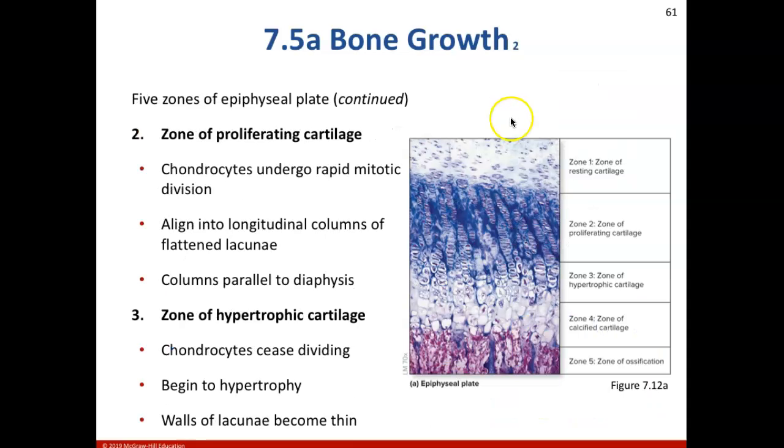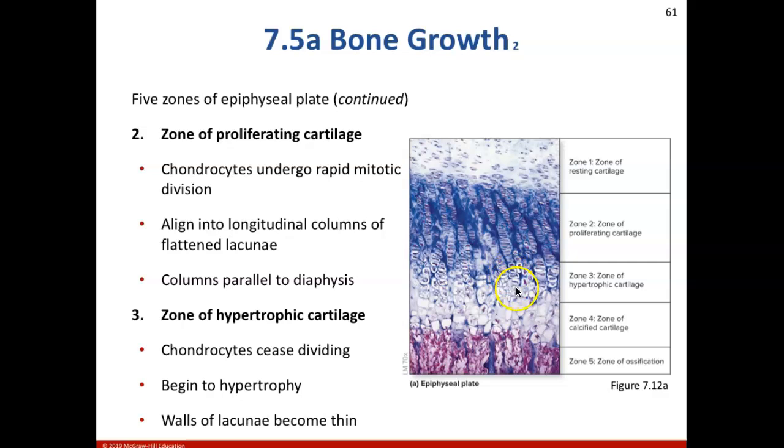Our next zone is the zone of proliferating cartilage, and this is where the chondrocytes are going to start to undergo rapid mitotic division. This section always reminds me of stacks of pancakes because they're so rapidly going through cellular division that they are just stacked right on top of each other. So they align into these longitudinal columns of flattened lacunae.